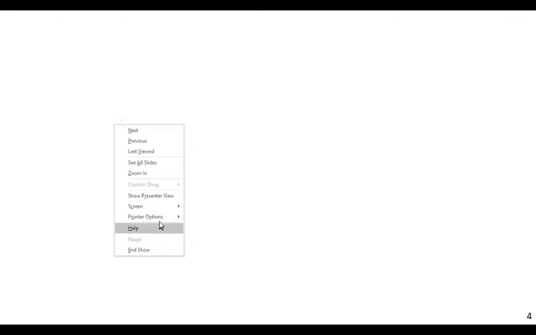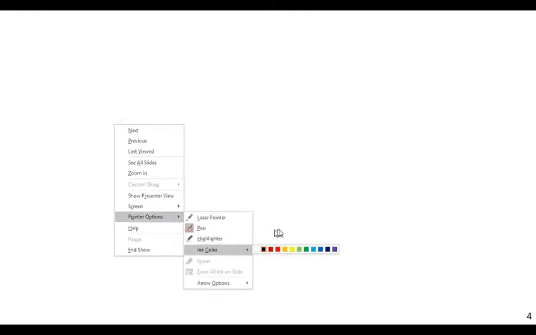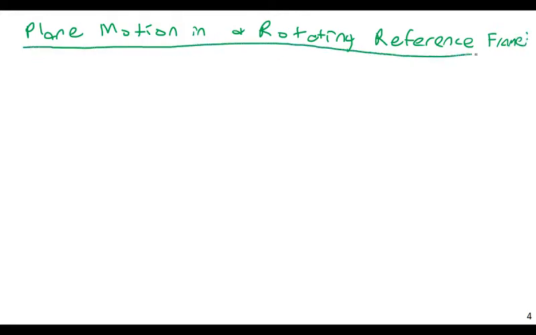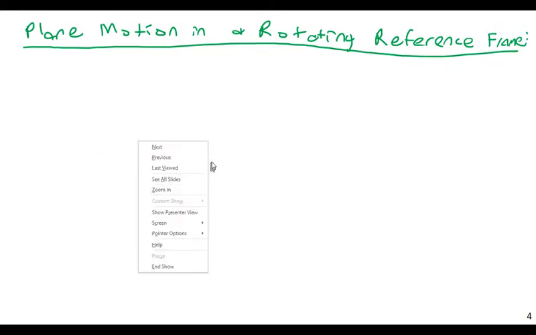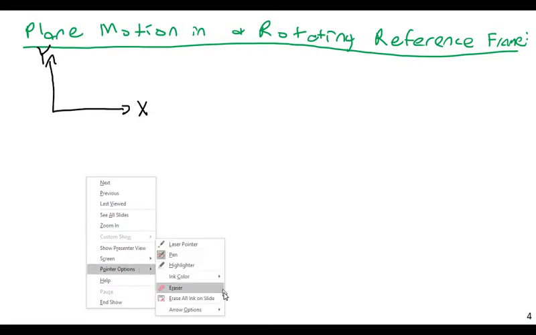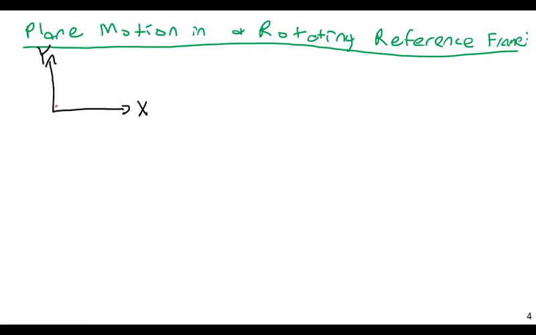So let us consider plane motion in a rotating reference frame. This is the kind of thing that we're actually usually more interested in. Plane motion, as in motion that is restricted to two dimensions. So we're going to have merely the capital X and capital Y axes, and then we'll have a rotating reference frame that we'll call lowercase x and lowercase y.